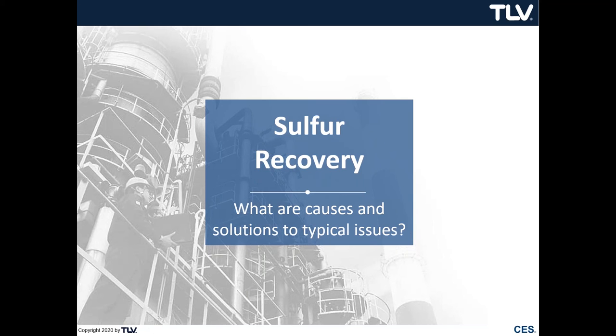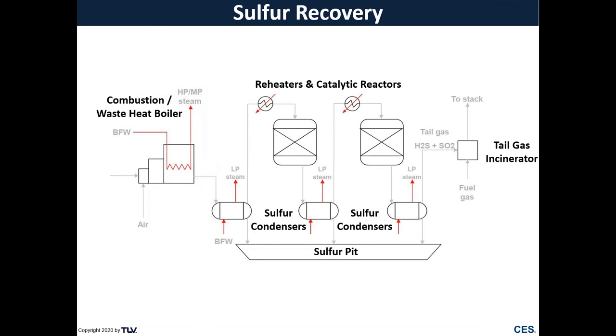Now, at this time, we're going to talk about the major steam-using equipment in the sulfur recovery unit. So if we look at an overview of the sulfur recovery process, we can see that an acid gas feed first goes through a combustion process, where a large portion of that feed is converted to sulfur. The reactions that take place to convert the feed into sulfur produce a lot of heat.